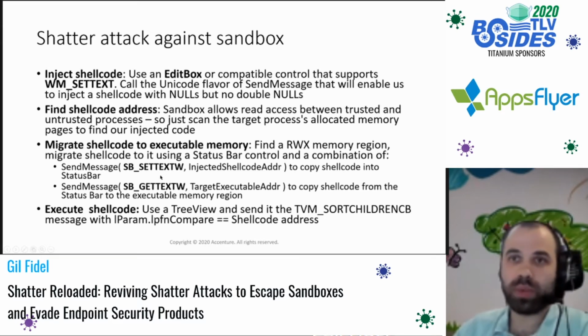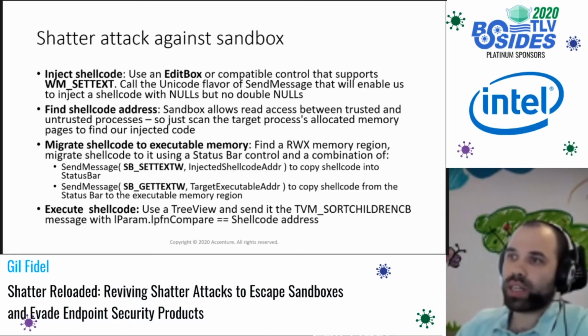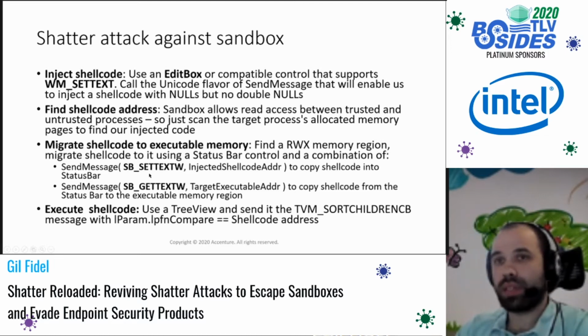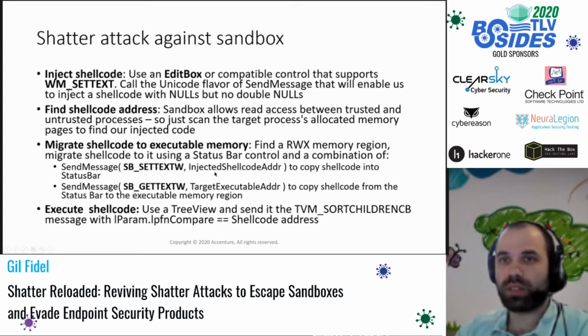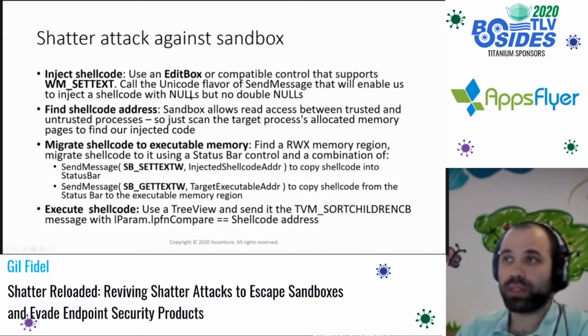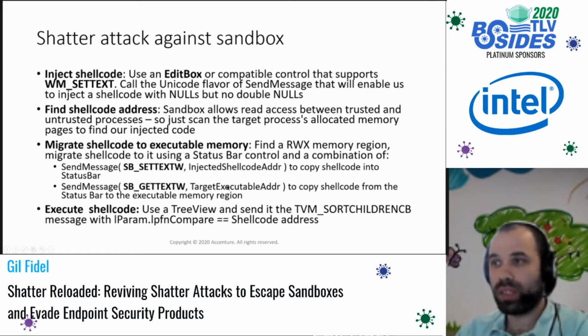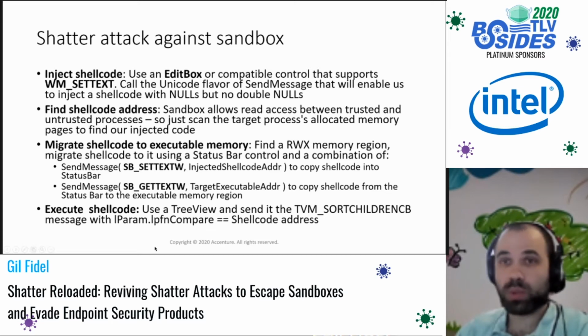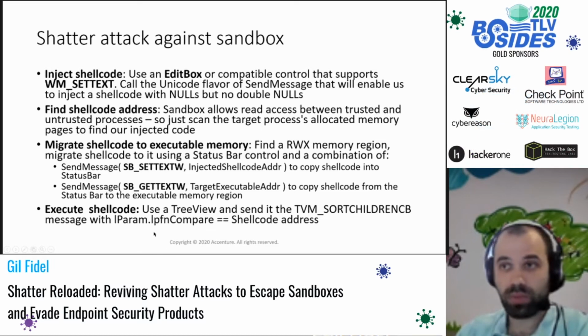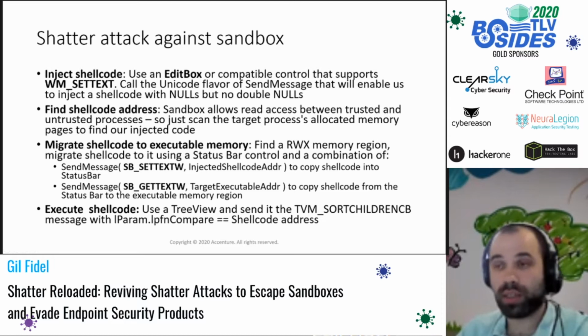What's very nice about the status bar, as opposed to the edit box, is that it has set text and get text messages, and the argument they receive is not serialized, but instead treated as a pointer to data in the target process. So we could use set text to copy the shellcode from the edit box buffer into the status bar, and then use get text to copy the shellcode from the status bar to our target executable address. Now we had our shellcode in executable memory, and we could use the tree view in order to execute it. So that's the way it would work on a high level.